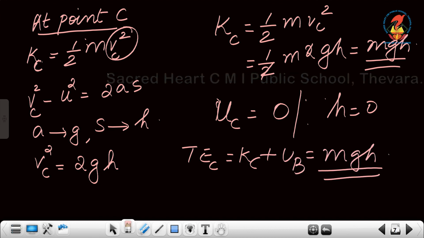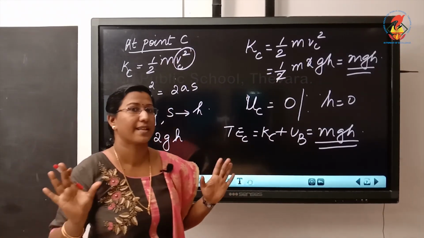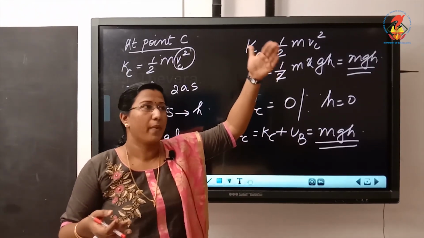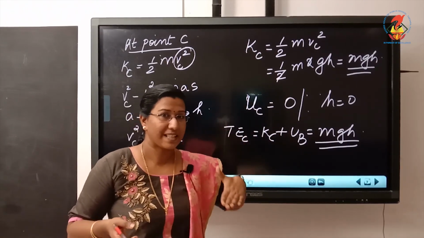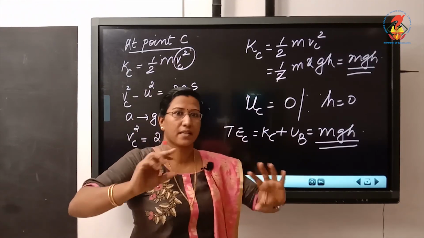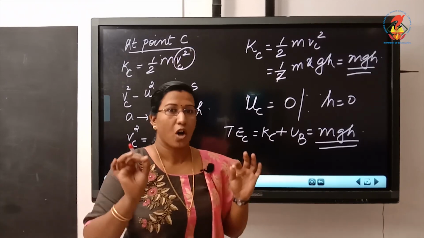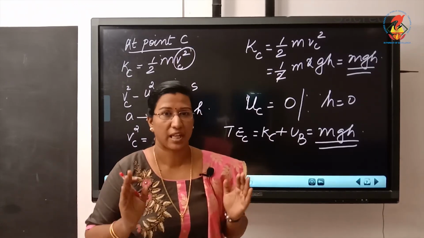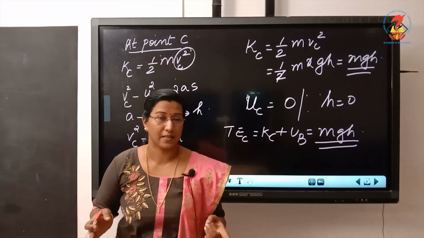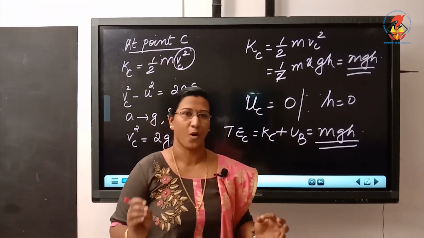So if you take point A, if you take point B, and if you take point C, the total energy at that point is equal to what? mgh. Why? Initially the object is having maximum potential energy, but as it is falling down, potential energy is decreasing, whereas kinetic energy is increasing because of the increasing velocity. But at each intermediate point you take and calculate, you will find that the total energy will always be equal to mgh in the case of a freely falling body. So we can say the total mechanical energy of the system is conserved for a freely falling body. Thank you.